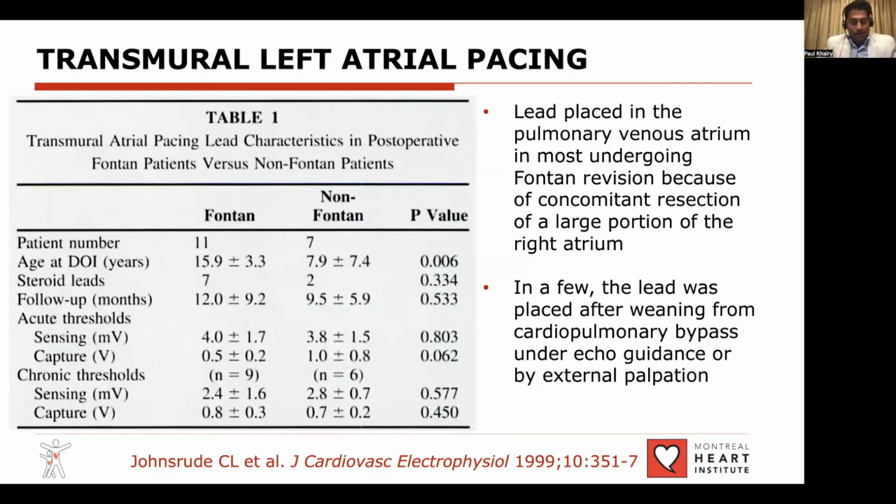And in this series of patients from 1999, 11 out of the 18 patients had Fontan surgery. And in most of these patients, the leads were placed in the pulmonary venous atrium, in part because these patients were undergoing Fontan revision and a large portion of the right atrium was being resected. And so if you look at acute and chronic thresholds, they look really quite reasonable.